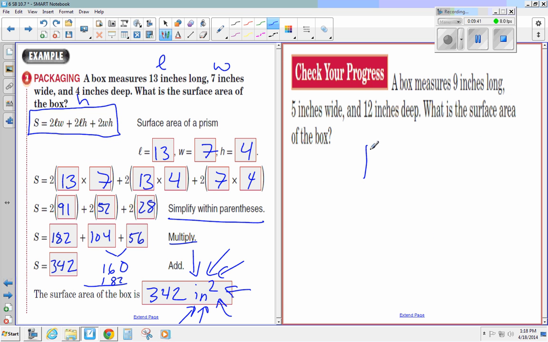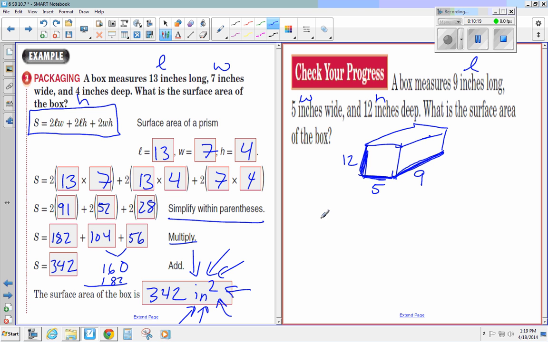All right, let's draw this picture of this box. It doesn't have to be to scale, but it will at least help us label length, width, and height. A box measures 9 inches long, that's length, 5 inches wide, and 12 inches deep. So we're going to use that as height. Let's use this as the length, 9 inches. This as the width, 5. And this as the height, 12. Obviously, it's not to scale, so don't worry about that.